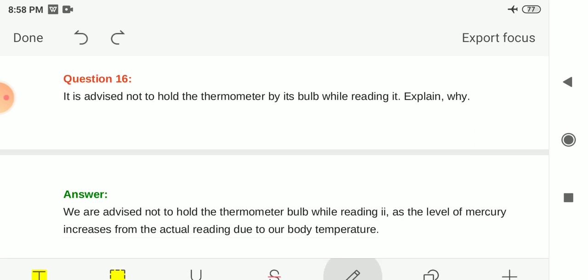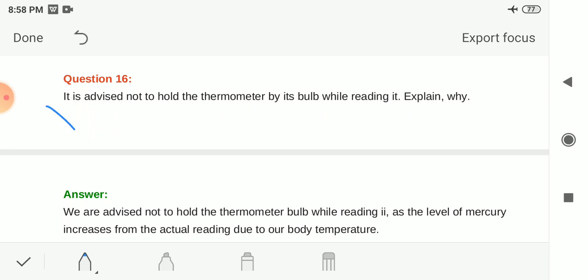Next, question number 16. It is advised not to hold the thermometer by its bulb while reading it. Explain why. In the previous figure, we had seen a student measuring the reading of the thermometer while holding it by its bulb. So why was that wrong? We have to answer that.